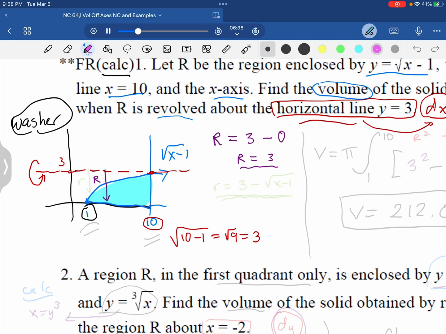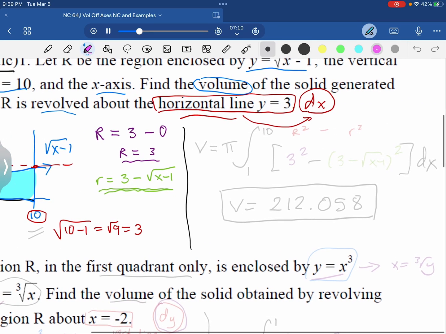Now, my little r is going to be the distance from the axis down to whatever part of the graph is closer to the axis. So in this case, it's going to be the distance from the axis, which is above, down to the curve. So little r is going to be 3, axis first, because it's on top, minus the function, root x minus 1. And that can't simplify any further because of the root. So that would be my little r. Now we have all the pieces we need.